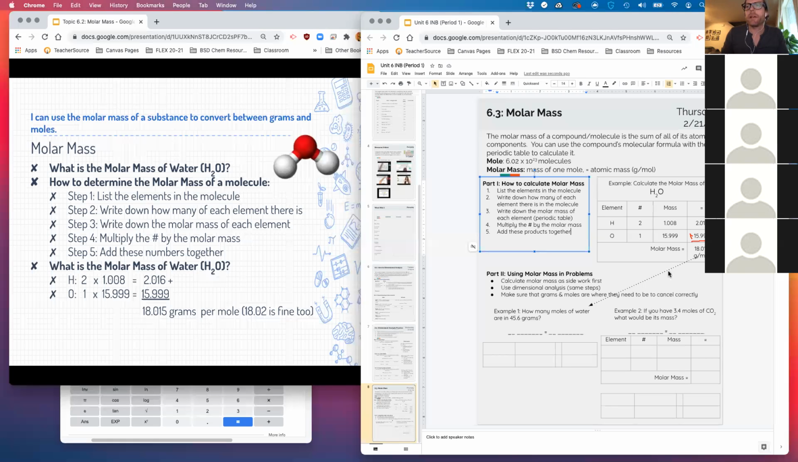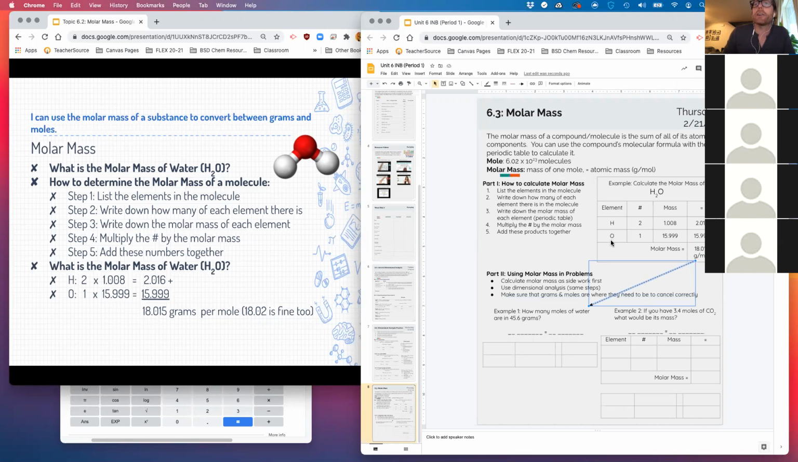So my last step right here was adding these products together, okay? So I have just determined the molar mass of water. Again, I write down the elements, hydrogen, oxygen. I write how many there are, 2 and 1. I look on the periodic table and I say how much they weigh, what the atomic mass is. I then multiply across, and add them together, and my unit is grams per mole.